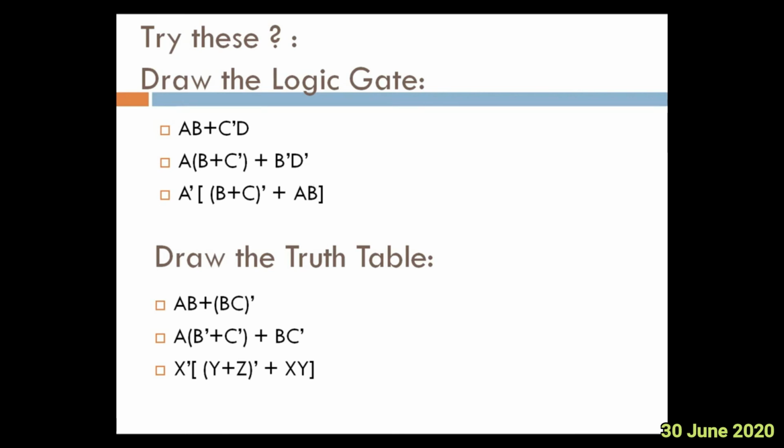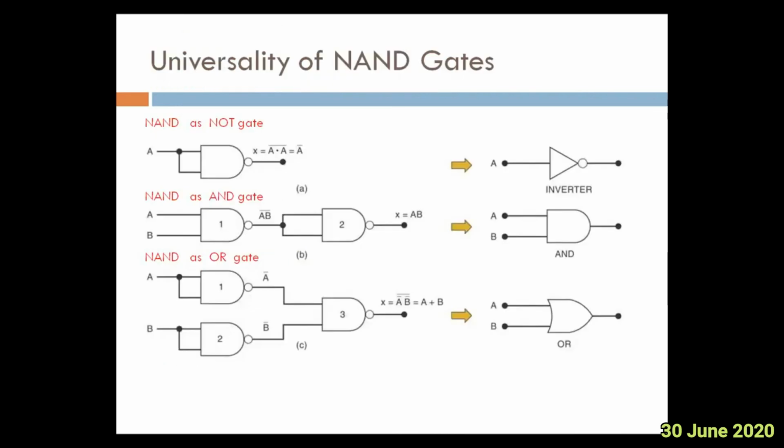Now I was telling you while explaining the NOR gate and NAND gate, I was telling you about the universality of the gates. These two gates, NOR and NAND gates, are basically known as universal gates. What do you mean by universal gate? The gate is called a universal gate if using that gate, you are able to represent the basic gates.